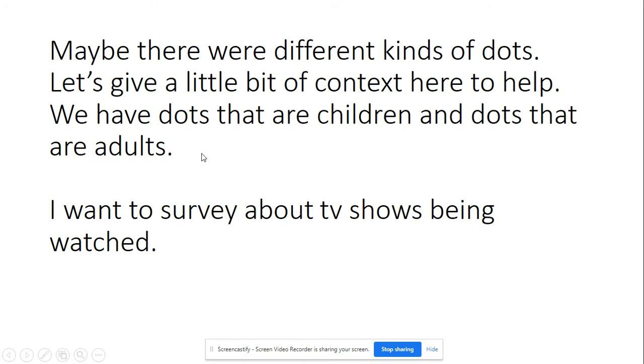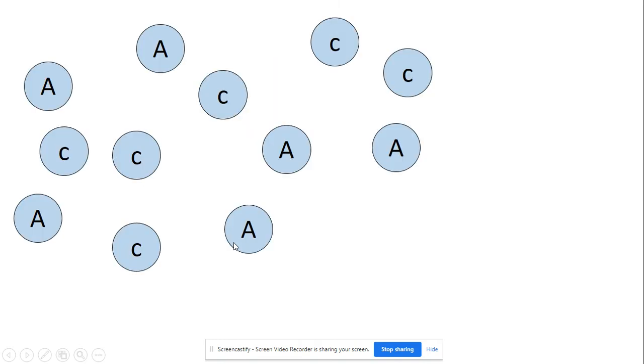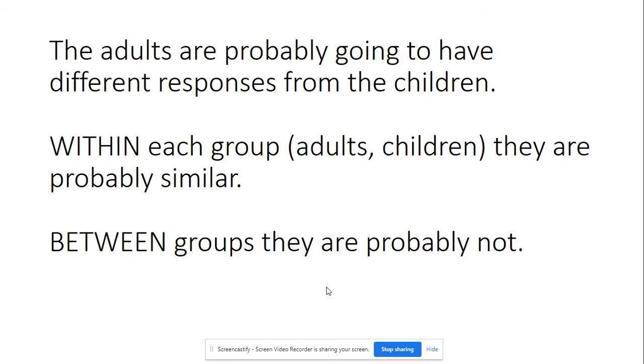So maybe there were different kinds of dots. To give a little bit of context here, let's say some of the dots are children, some of the dots are adults. So we're not talking about spending right now, and I want to survey about TV shows being watched. Well, are adults and children going to have different TV viewing habits? Yes, so I probably want to consider that. I don't want to accidentally get all 4 adults and say that this is the TV watching habits of everybody. So the adults are probably going to have different responses from the children.